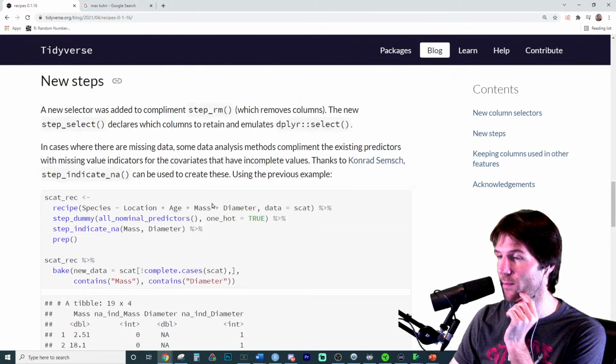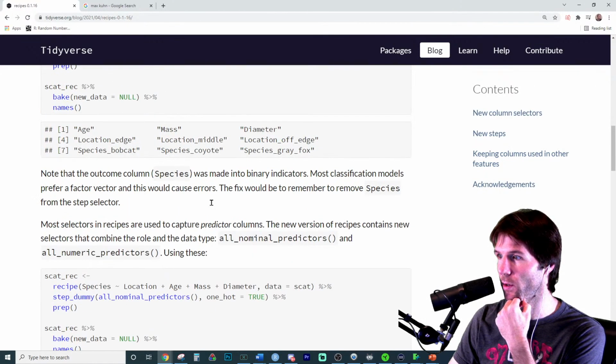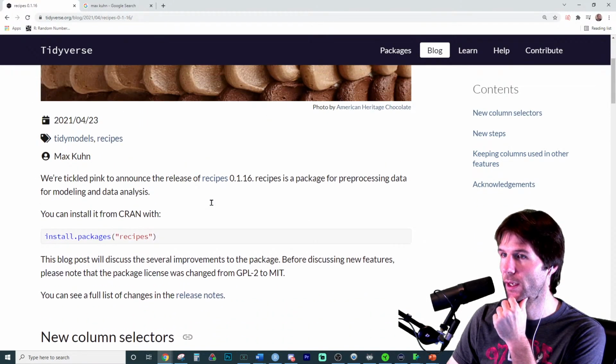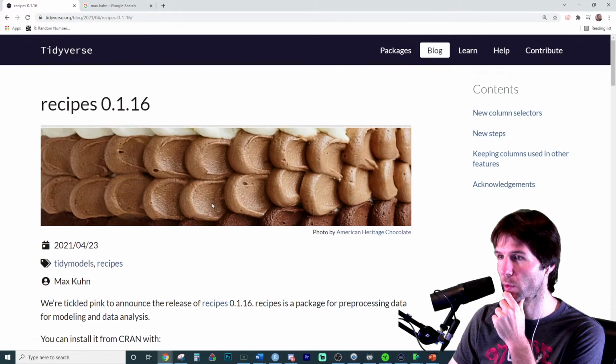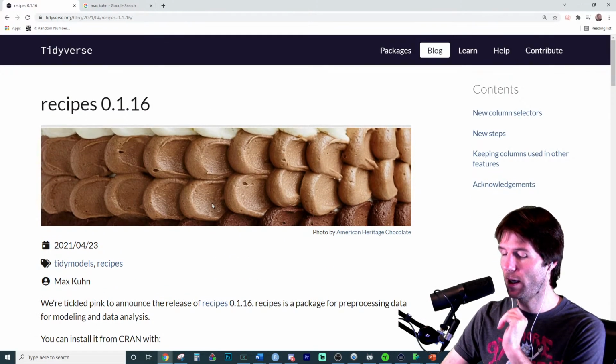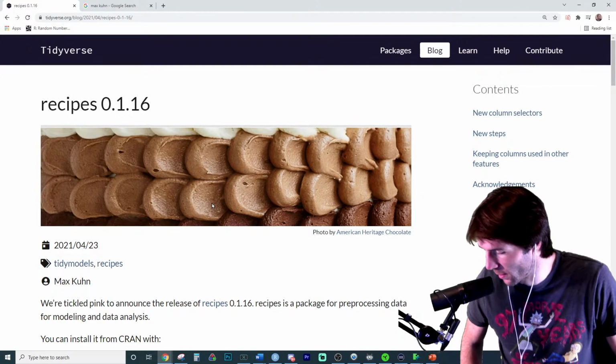We haven't even done PCA. PCA is dimension reduction on your X variables. But no, the recipes package is pretty cool, and I want to look through that. So let's go ahead and take a look.